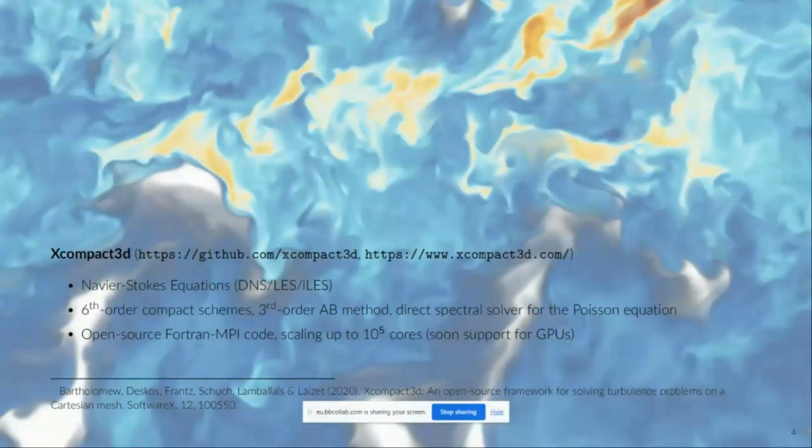It uses high-order discretization schemes and a direct solver in spectral space for the Poisson equation. Overall, it combines the flexibility of general purpose solvers, but also the accuracy of academic frameworks.